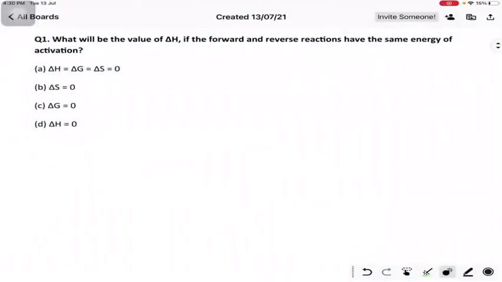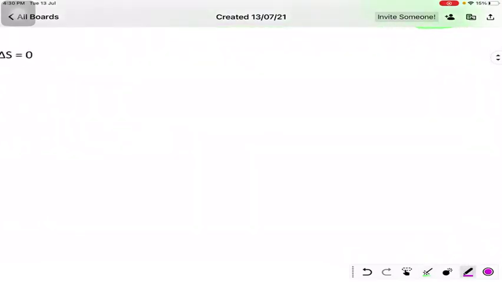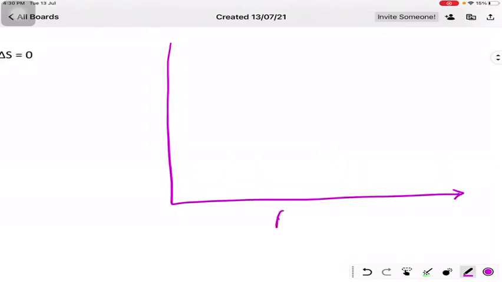Hi everyone. So today we will discuss thermodynamic part asked in NEET exam previous papers. So very first question is, what will be the value of delta H if forward and reverse reaction have same energy of activation? So let us draw its energy profile. So this is your energy profile. These are reaction coordinates and this direction is energy.